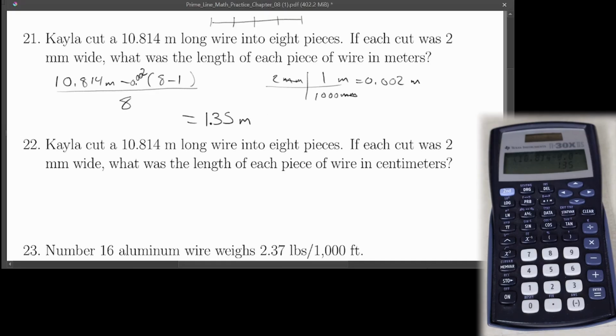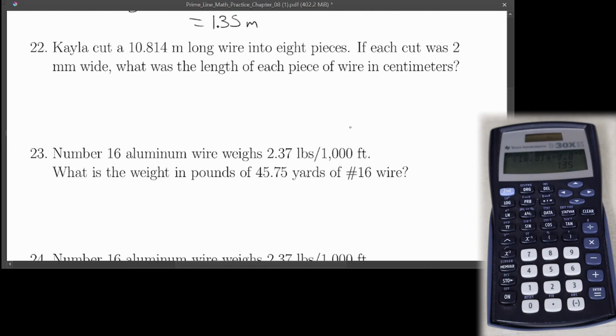Problem number 22 says that we're using the same value, but now we want it in centimeters. So we can convert that 1.35 meters. We can say in 1 meter there are 100 centimeters, and if we multiply that through, we get 135 centimeters.